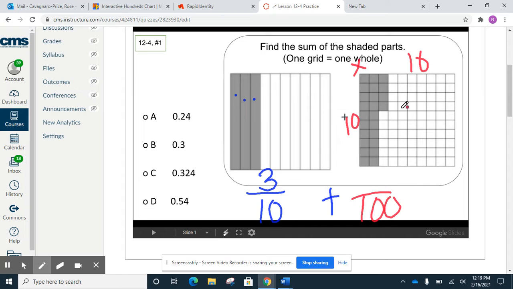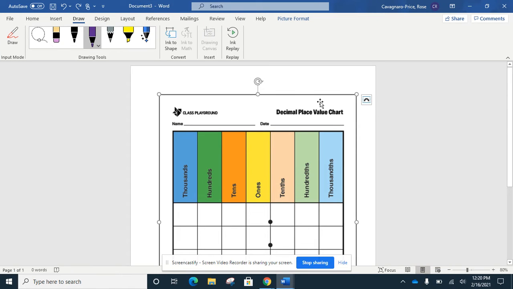And let's see how many parts are shaded. Well, this is 10, 20, 21, 22, 23, 24. So it would be 3/10 plus 24/100. So we would have to find which one of these showed 3/10 and 24/100. Well, in order to do that, we need to actually take a look back at our place value chart.